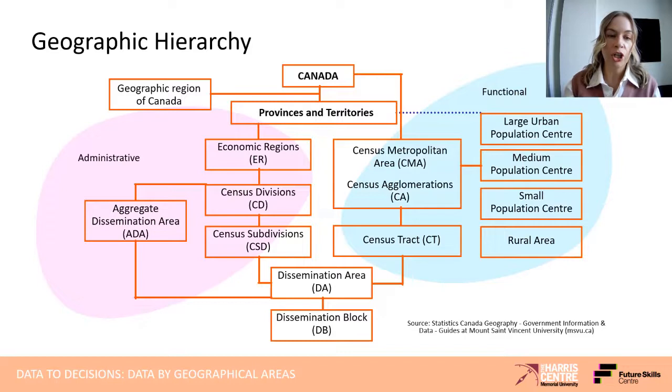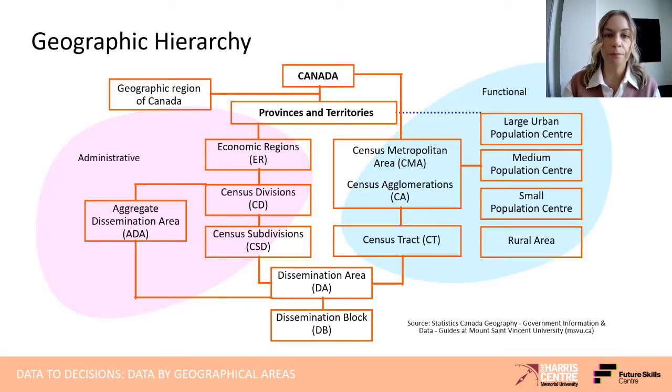So to begin, this chart can roughly be split down the middle into two sides, an administrative side and a functional side. The geographic areas on the administrative side of the chart have boundaries designated either by law or through agreements between provinces and territories and Statistics Canada. Administrative geographic areas tend to be very stable because their boundaries are determined by law. The geographic areas on the functional side of the chart have boundaries determined by population and density measures. So these geographic areas are a little bit more dynamic and can change over time as populations change and grow and shrink.